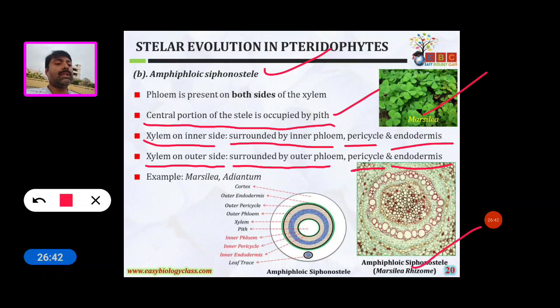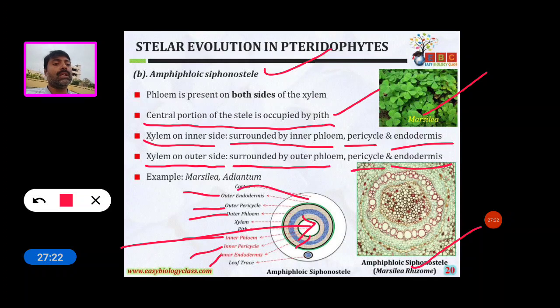This is the Marsilea plant. So this is the central portion, pith. The pith is surrounded by the xylem. So this is the inner xylem and this is the outer xylem. This is the xylem inside the inner phloem and outer phloem, and inner xylem and outer xylem. This is the inner xylem and inner pericycle and outer pericycle, and inner endodermis and outer endodermis.